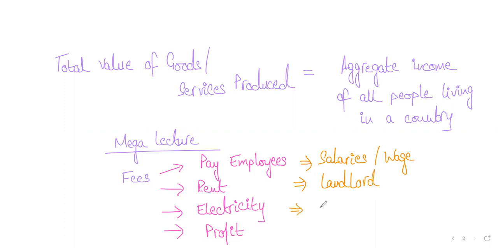Electricity becomes income for whom? The WAPDA, right? The electricity company. Or I can just quickly write down WAPDA, right? And so on. And obviously there are other expenses as well that we have not listed over here, but I was just trying to give you an idea.